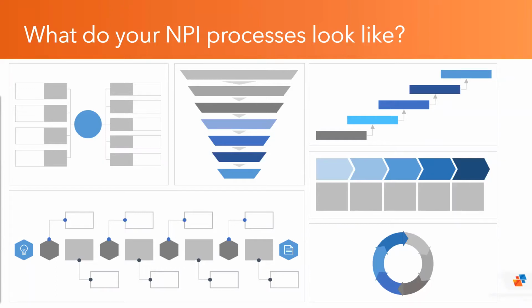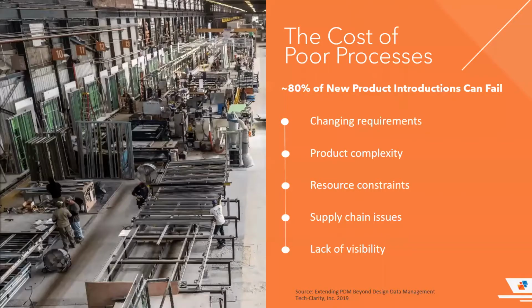But we're going to address how to improve that process, because the cost of poor process has a definite impact that is felt across the entire organization. So research tells us that 80% of new product introductions can fail or be shelved or just fall through the cracks. This is due to changing requirements that aren't managed and shared, products becoming more and more complex over time, constraints on resources doing all that non-value added work, supply chain issues caused by inefficient collaboration, and really just a general lack of visibility of what's going on. These are just some of the challenges of new product development.